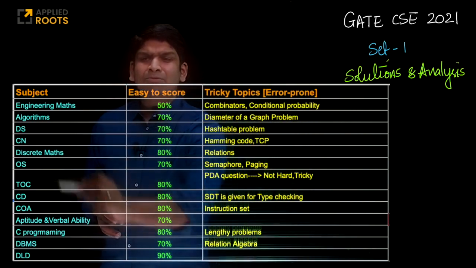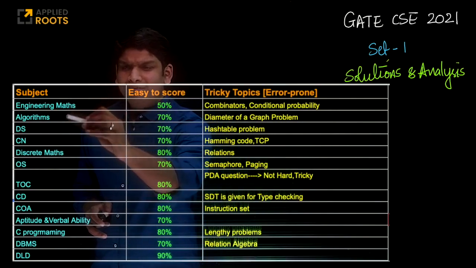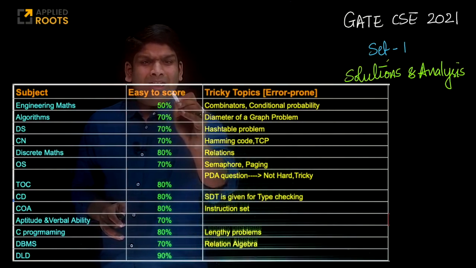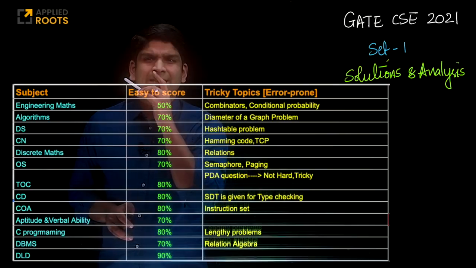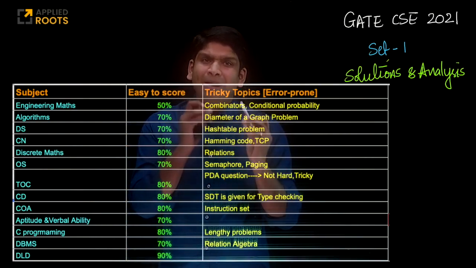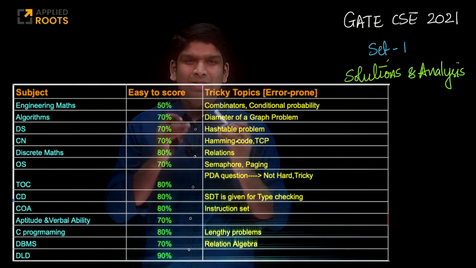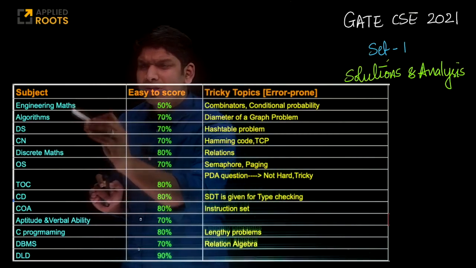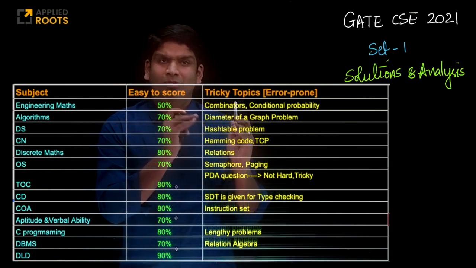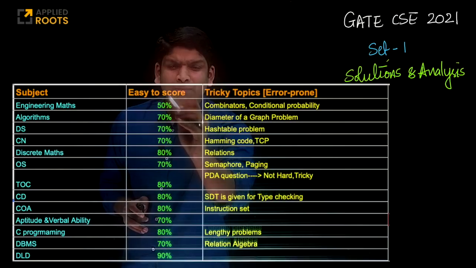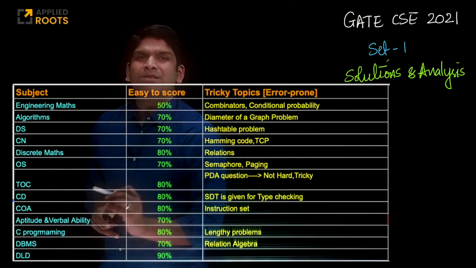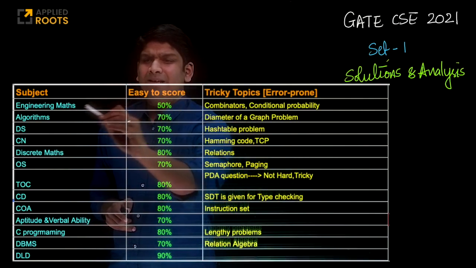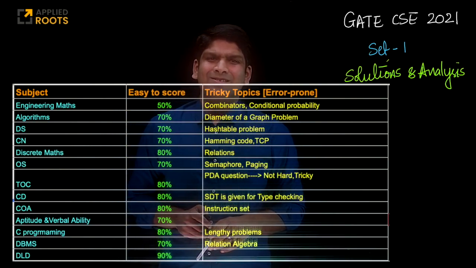Again, here is a table of all the subjects. Here we have listed each subject name. This percentage here basically says, for someone who has prepared these concepts well, for an average student who has gone through these topics, who has practiced enough questions, what percentage of marks can they score per subject? For example, in engineering mathematics, it's very easy to score 50% marks, right?